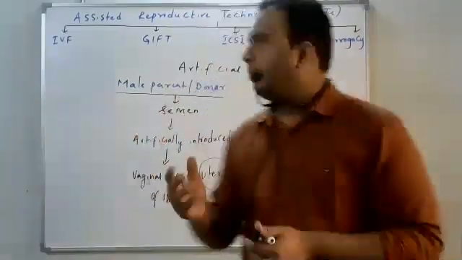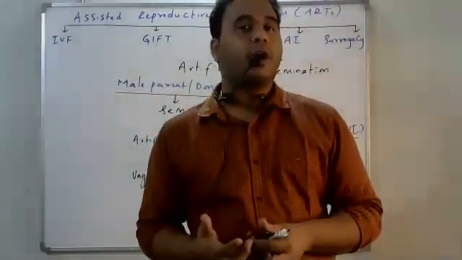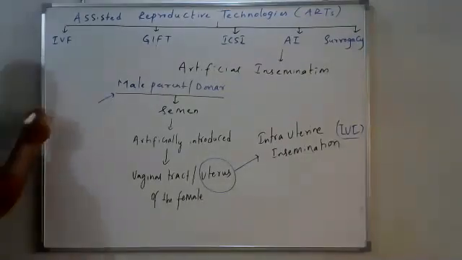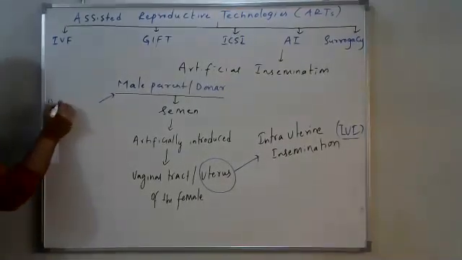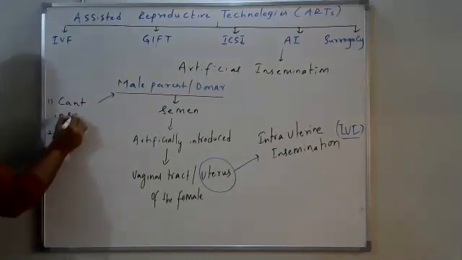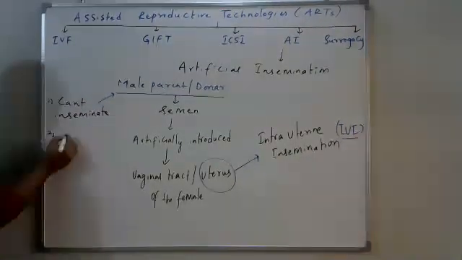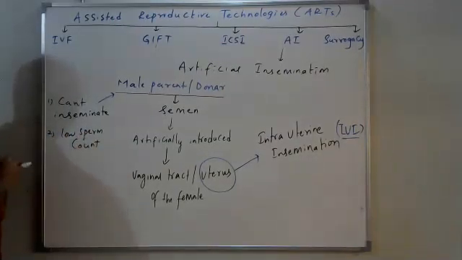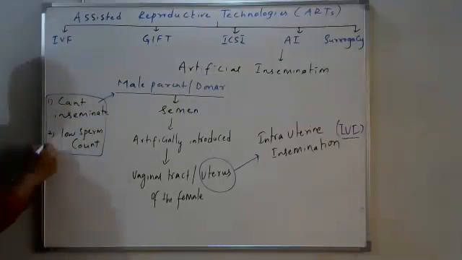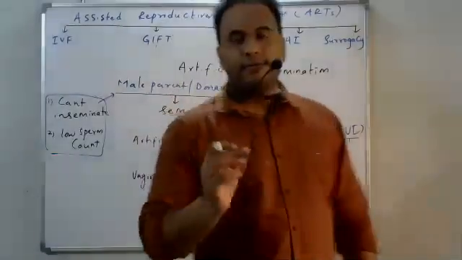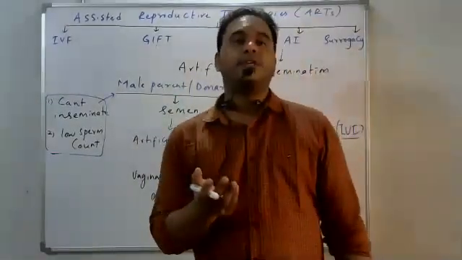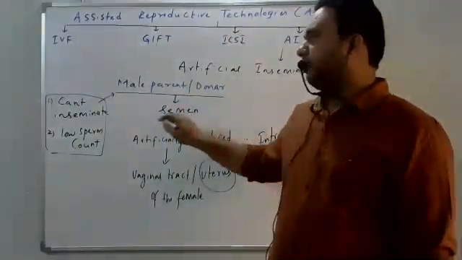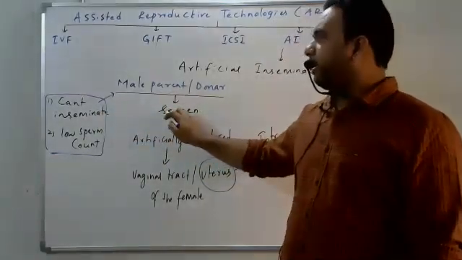Or some male parents who have a low sperm count. Two conditions are there. First, males who can't inseminate, and the other, low sperm count. Because if there is low sperm count, the possibility of fertilization will be very less. So that's why a donor can be selected. Can't inseminate means that the male parent can be selected.